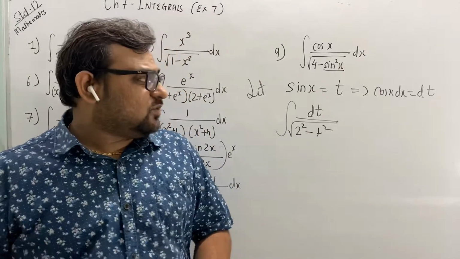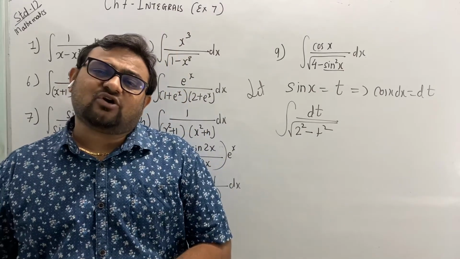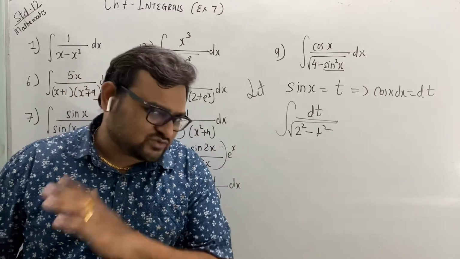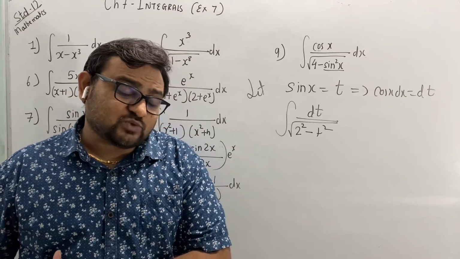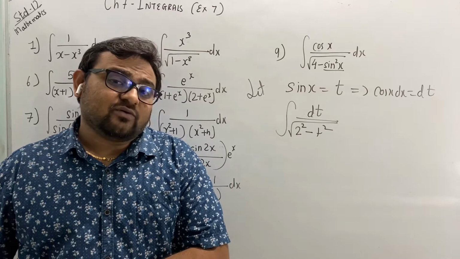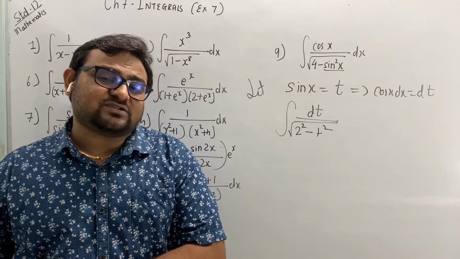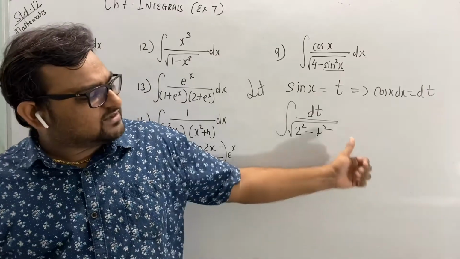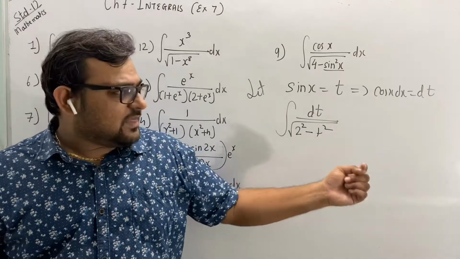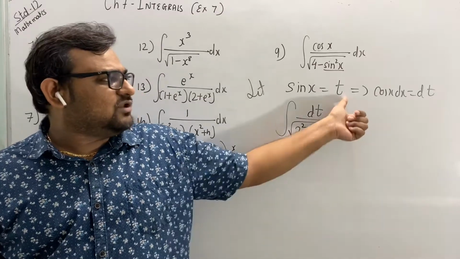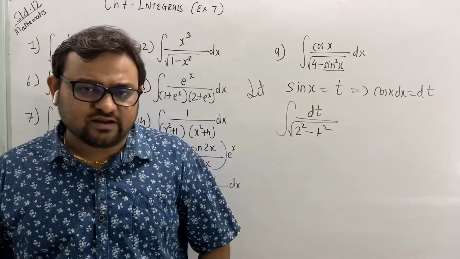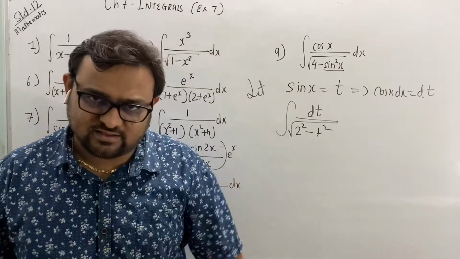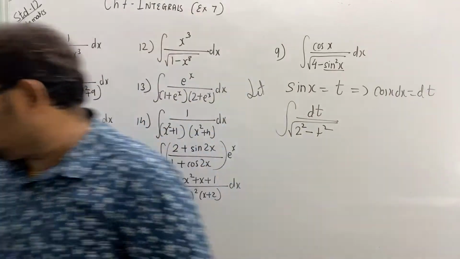So now it's the formula, integration of 1 upon root of a square minus x square. Okay, so what is this formula? It will be sine inverse x by a plus c. So here it will be sine inverse t by 2 plus c, and then replace the value of t. Clear? So in this way you are going to solve question number 9. Clear? So let's move to the next one.